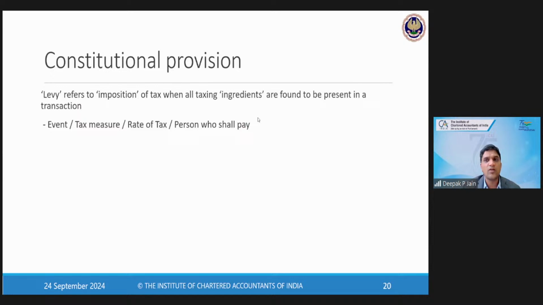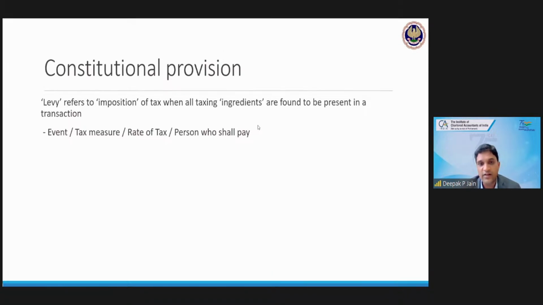Now we'll get into the constitutional provisions. Before getting into constitutional provisions, let us take a break. So we'll take a break of 10 minutes. Okay, we are taking break at 3:42. We'll get back at 3:52.